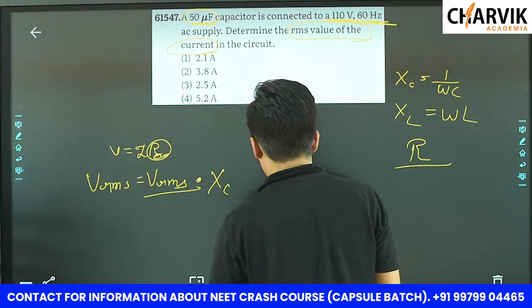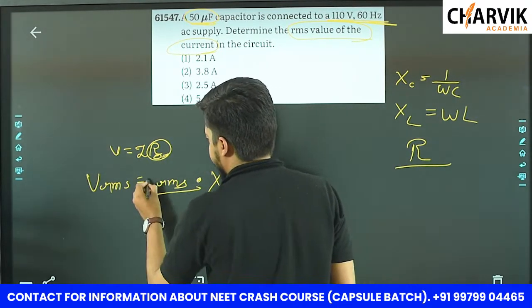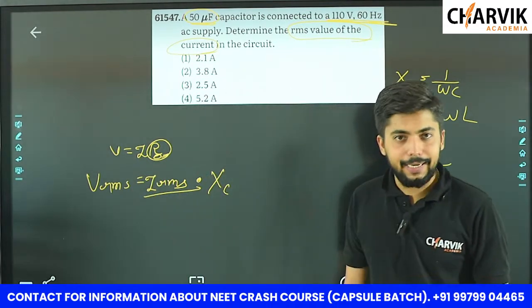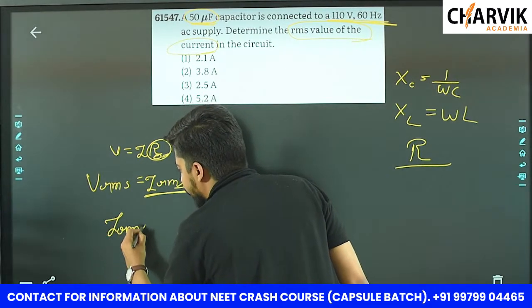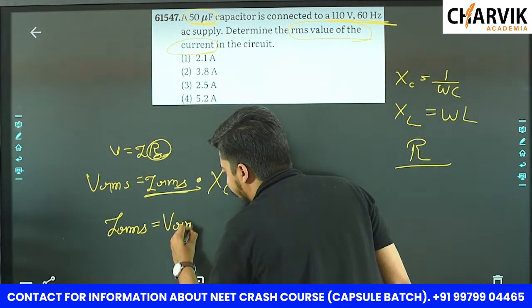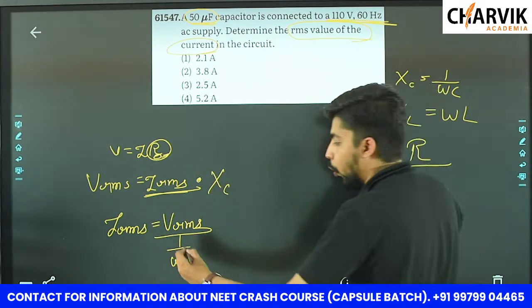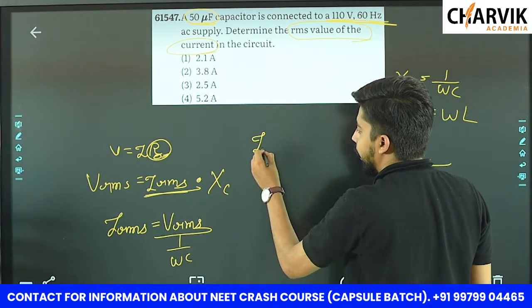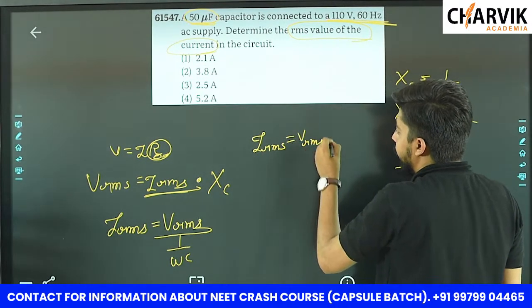VRMS will be equal to IRMS into XC. Now they are asking us the value of IRMS. So IRMS will be equal to VRMS divided by 1 upon omega C. Now this omega C will go into the numerator, and therefore the IRMS value will be VRMS into omega C.